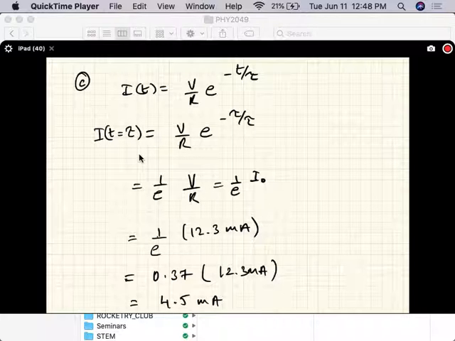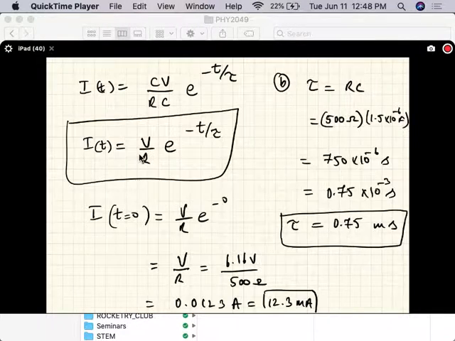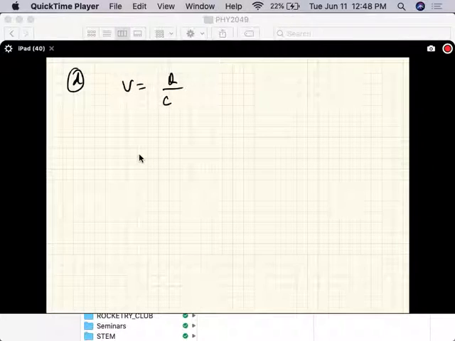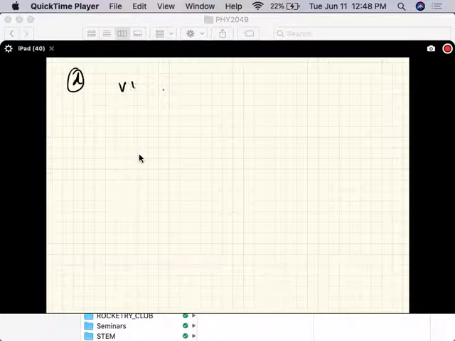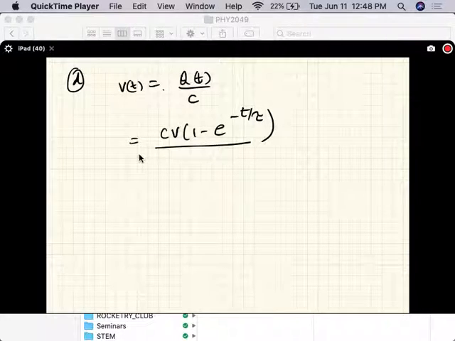Okay. And then part D, what does D ask you? What is the voltage on the capacitor after one time constant? Okay, the voltage on the capacitor is Q over C. So voltage across the capacitor is the charge on the capacitor divided by C. That's CV times 1 minus e to the power minus t by tau, divided by C, equal to V times 1 minus e to the power minus t by tau. V is the voltage of the battery.